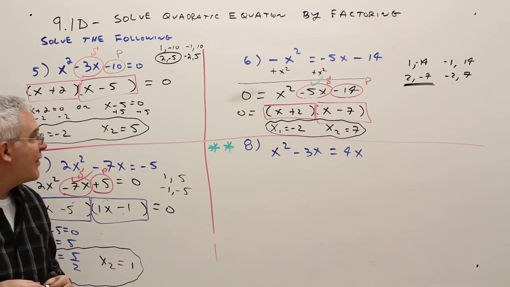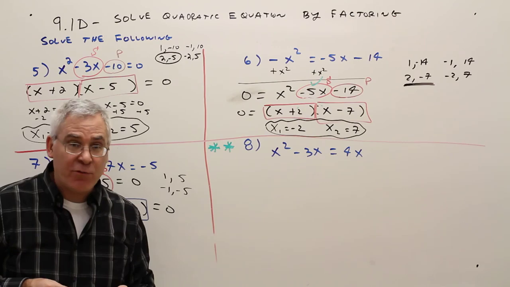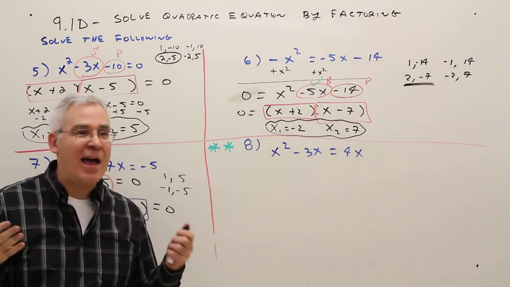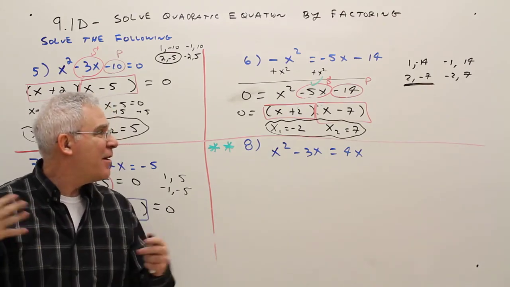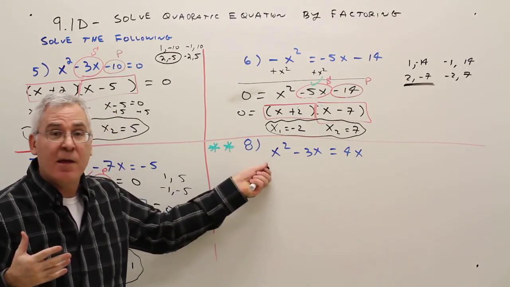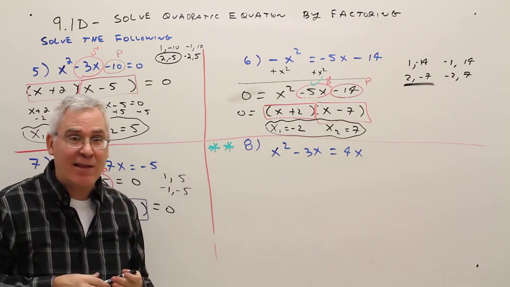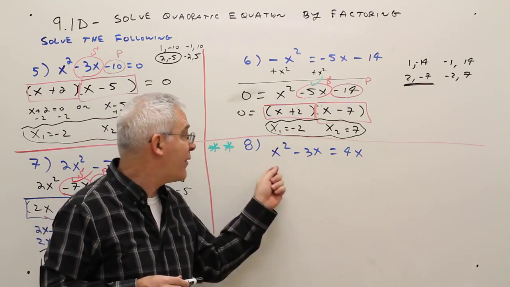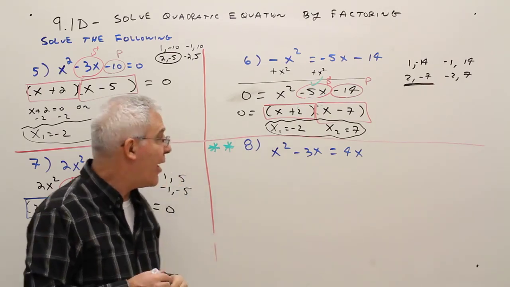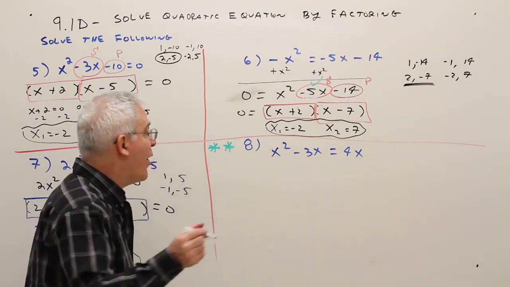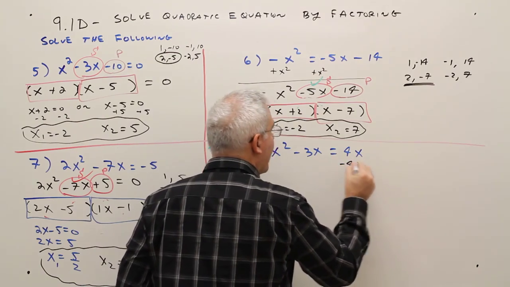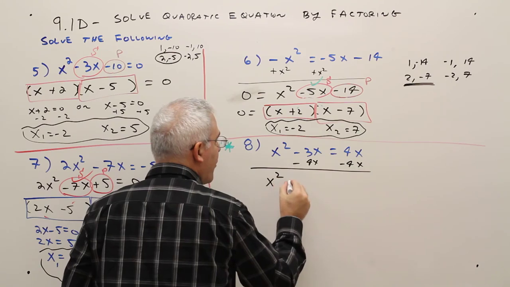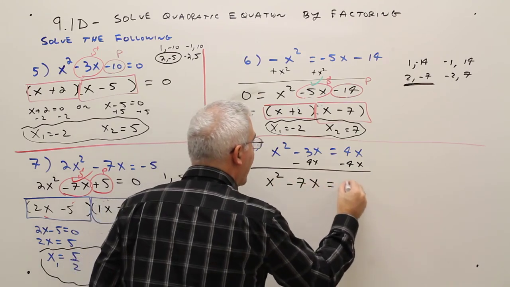All right, example 8. I put 2 asterisks by it. I can guarantee you this will be in a quiz and a test. It's just something that students forget how to do. So please make sure you focus on this. This one's slightly different. I don't have a constant term. I do have a squared term and an x term. All right, so again, let's get it into standard form. So I'll go minus 4x, and minus 4x, and obtain x squared minus 7x equals 0.